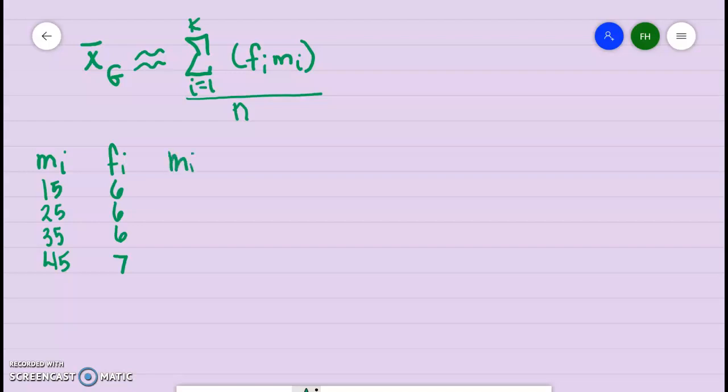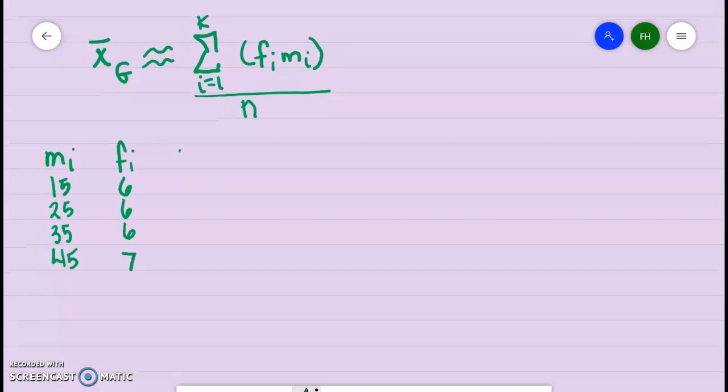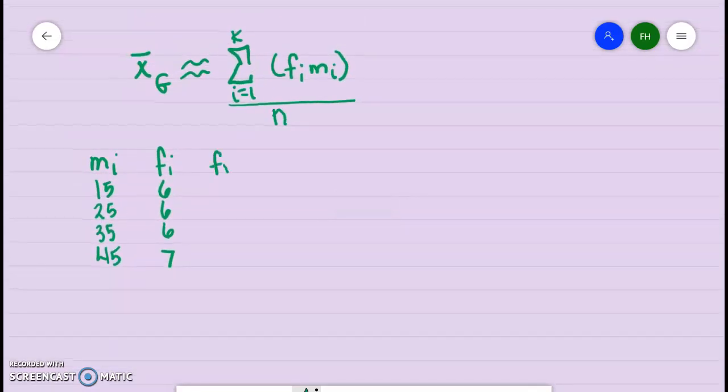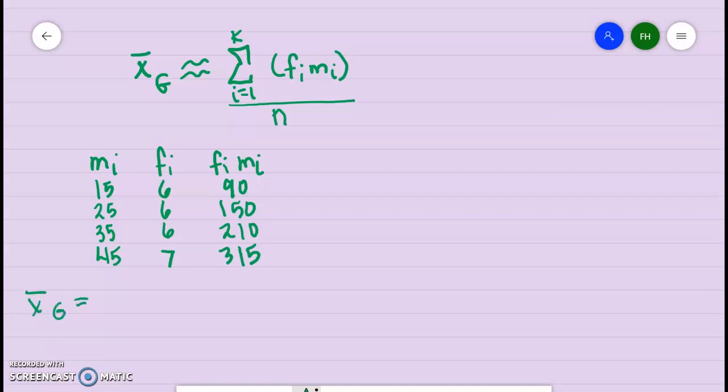So let me just write it like they have it up there. We're going to multiply: 15 times 6, 25 times 6, 35 times 6, and 45 times 7. Alright, so once we do that, the next thing that we have to do is sum this column.